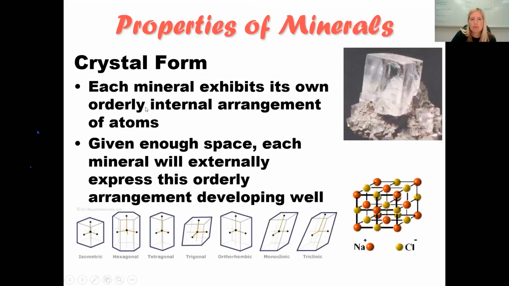Our minerals form in very specific shapes that we see here at the bottom. So for example, that halite that we were just looking at, here's another picture of it. That is the way that it grows or that it forms. And as long as they are given enough space, those shapes that they have, we call their crystal forms.